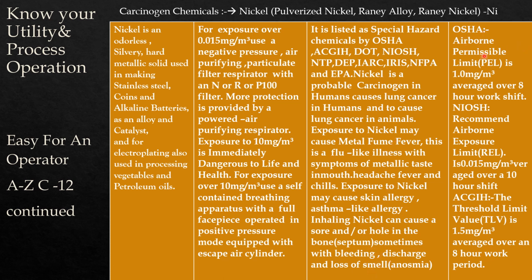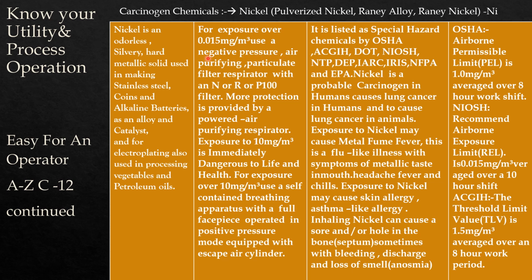As per OSHA, the airborne permissible limit, PEL, is 1 milligram per meter cube only, very less, averaged for an 8-hour work period. As per NIOSH, the recommended airborne exposure limit, REL, is 0.015 milligram per meter cube averaged over a 10-hour shift. As per ACGIH, the threshold limit value, TLV, is 1.5 milligram per meter cube averaged over an 8-hour work period.